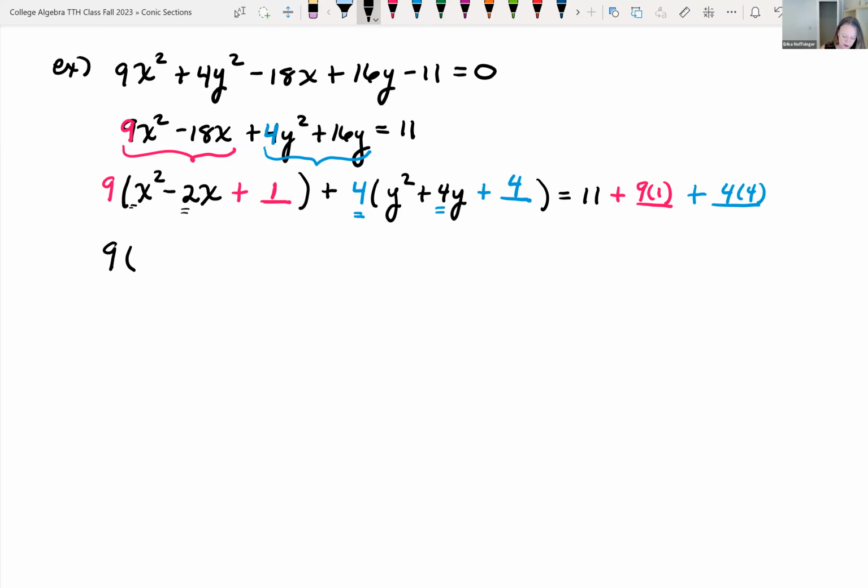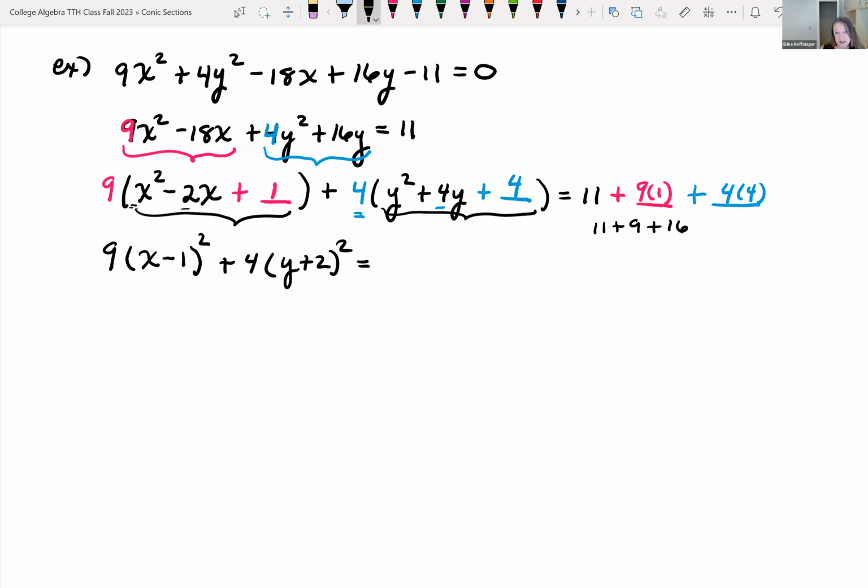So let's rewrite this one side. So this is 9 all times, well, this is a perfect square right here. So the factor I can square is x minus 1, quantity squared, to get back x squared minus 2x plus 1, plus 4 all times. So this is also a perfect square. This is y plus 2, quantity squared, equals 11 plus 9 plus 16. Well, 11 plus 9 is 20, and 20 plus 16 is 36. So this is equal to 36.